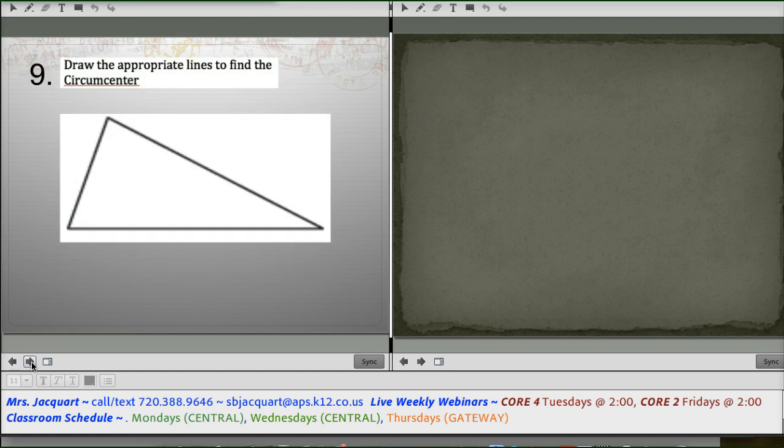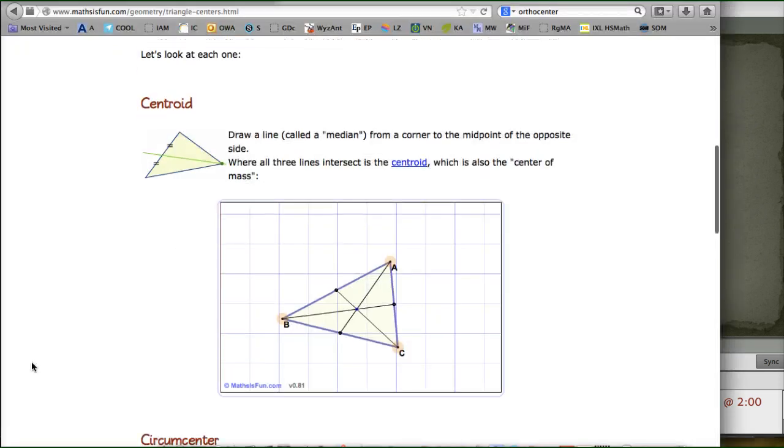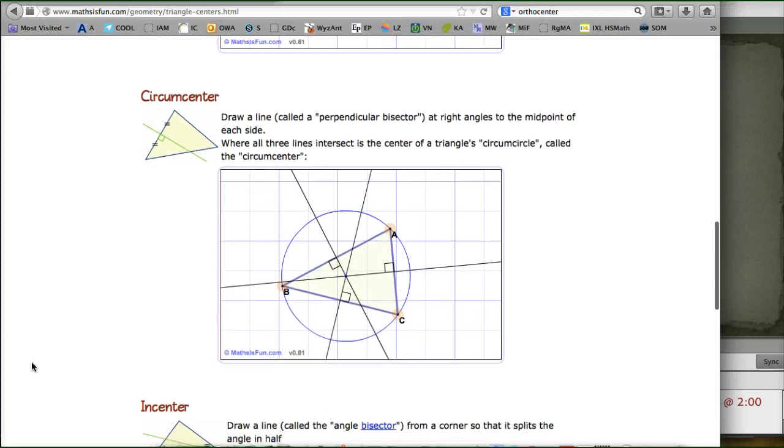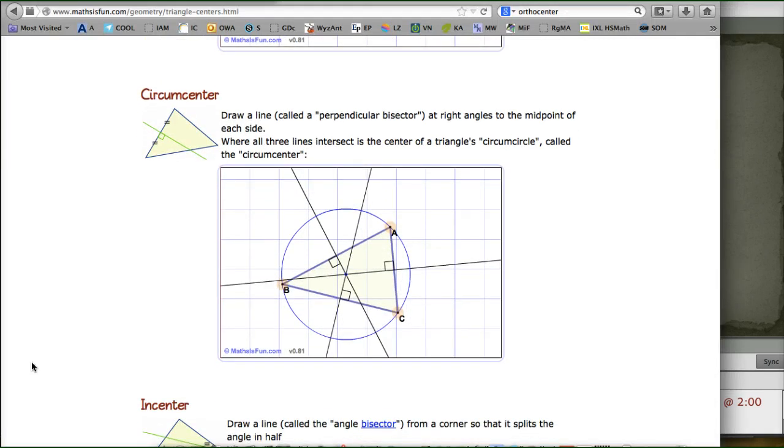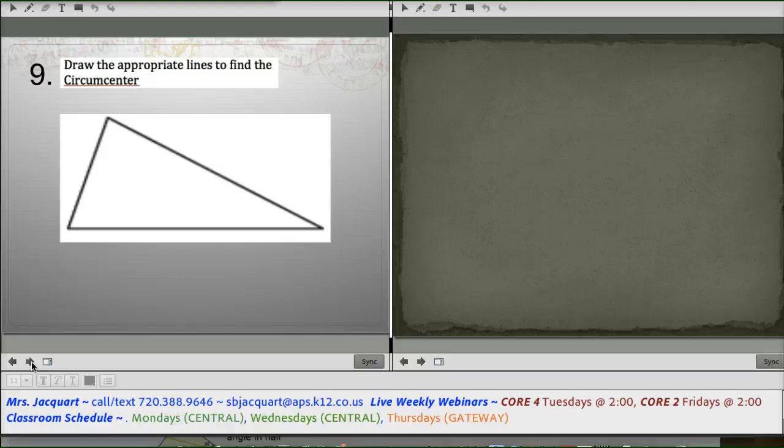Number 9, what's the circumcenter? Let's go look at our circumcenter. The circumcenter is when we have 3 perpendicular bisectors. What we want to do is find the midpoint, and then draw a perpendicular line. To find the midpoint, use a ruler. Then draw a perpendicular line. Find a midpoint, and find a perpendicular line.